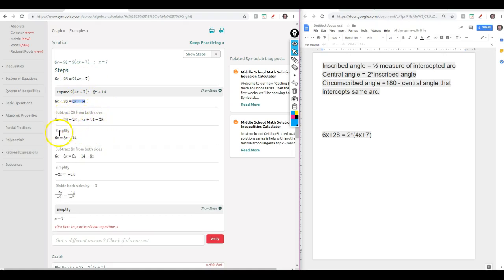Then it tells you the steps. Subtract 28 from both sides and simplify. So they did 14 minus 28, which gives us negative 14, and 28 minus 28 is 0. That's why it's not on this side. And then subtract 8x from both sides. So 6x minus 8x is negative 2x. 8x minus 8x, since it's a like term, is 0, and we still have minus 14. Then divide both sides by negative 2. Negative 2 divided by negative 2 is 1, which is implied right there. Negative 14 divided by negative 2 is 7. So x is equal to 7.